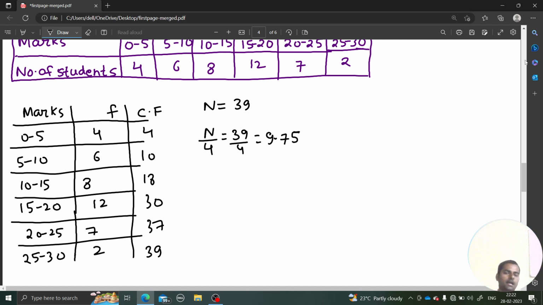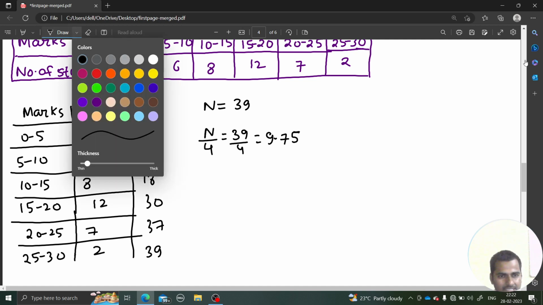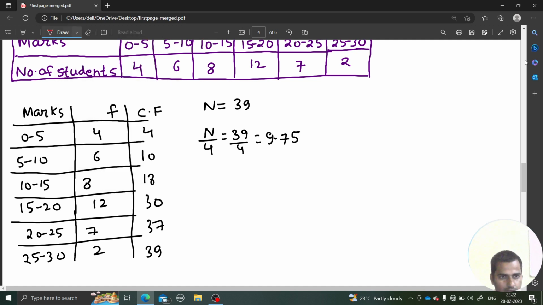Okay, now you will see, let me first write the formula. The formula in this case is a bit complex, so you need to focus on that. So the Q1 formula is L plus h by f times n by 4 minus C.